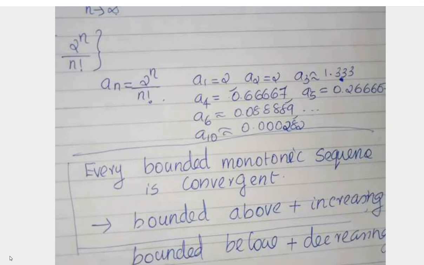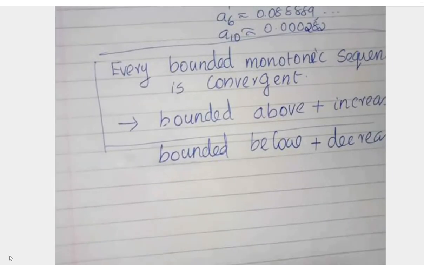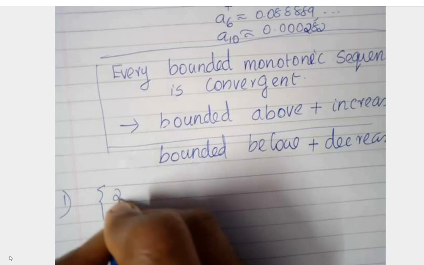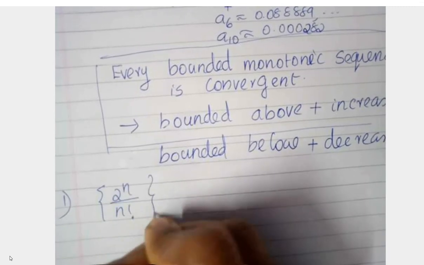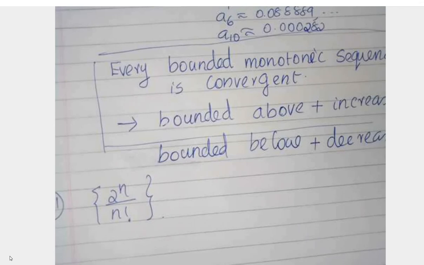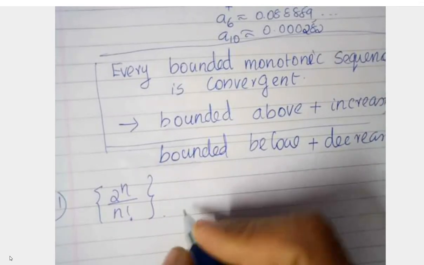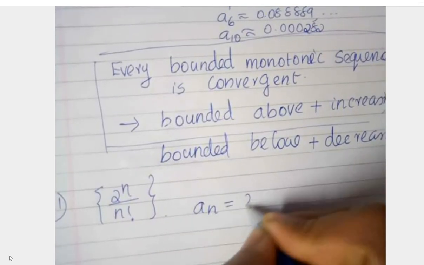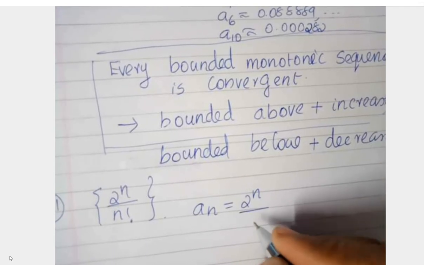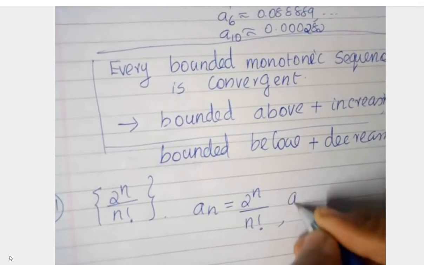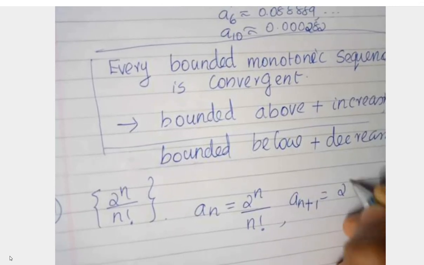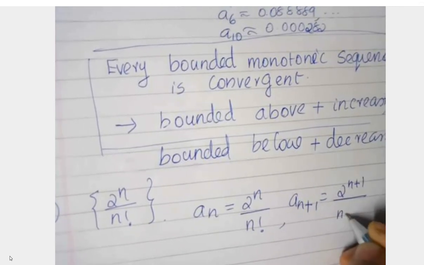So consider the first problem. Show that 2 raised to n divided by n factorial, this is the sequence, is convergent. So here an equal to 2 raised to n divided by n factorial, and an plus 1 equal to 2 raised to n plus 1 divided by n plus 1 factorial.